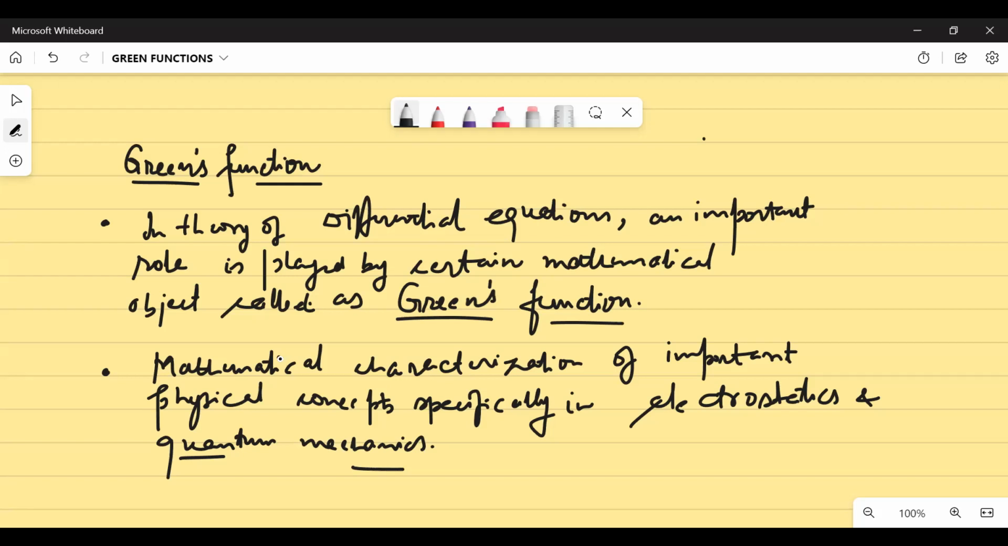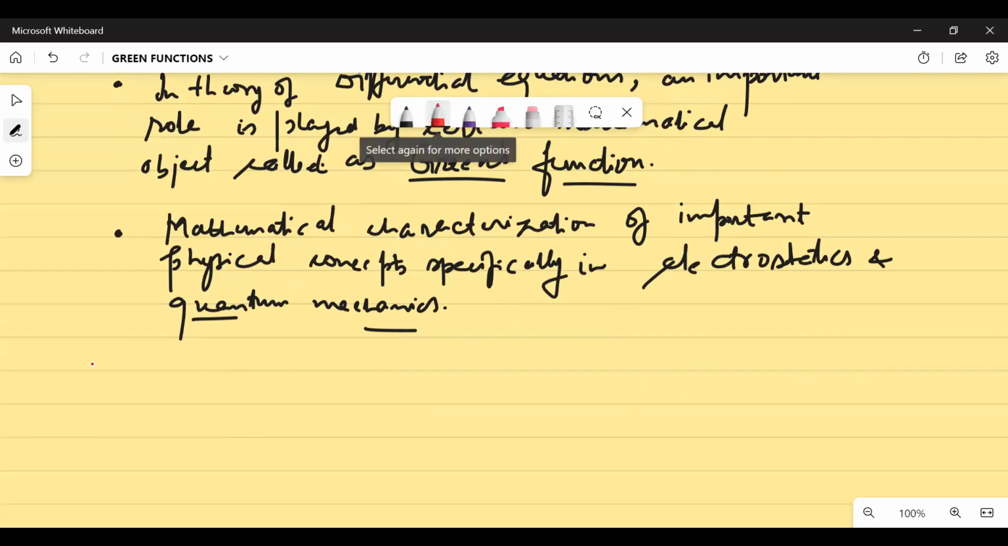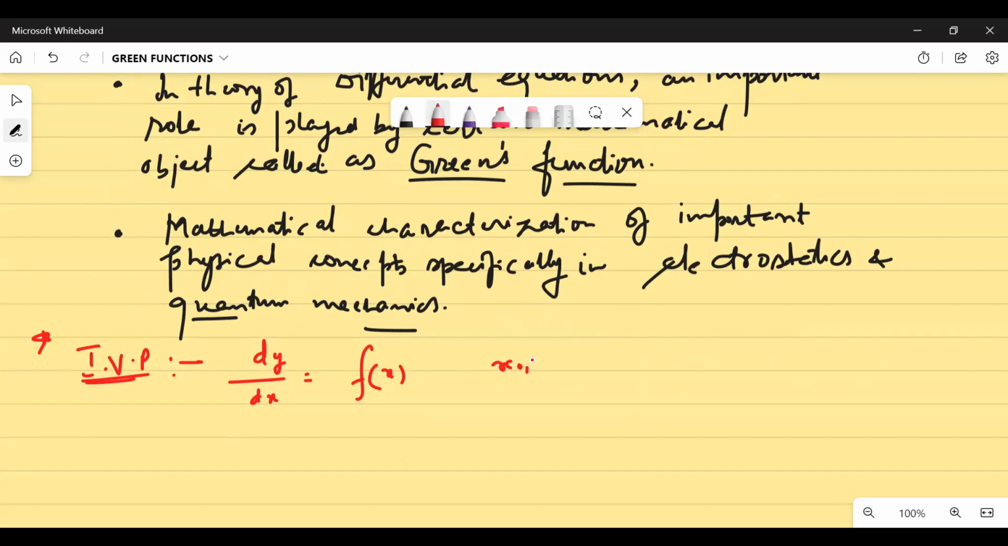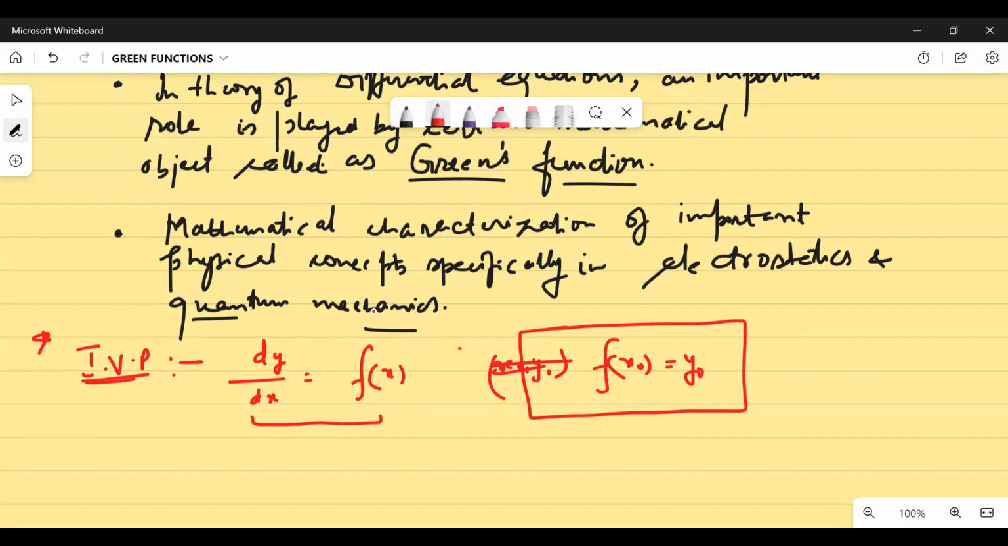So let us start today with the boundary value problem. What do you mean by an IVP? I'll just give you an example. I'm not giving you a rigorous definition, just an example. For example, if you have dy by dx given as f of x, and at x naught you have some y naught value. If your differential equation is defined and some initial conditions are imposed on the function, then I would say that this differential equation forms an IVP.